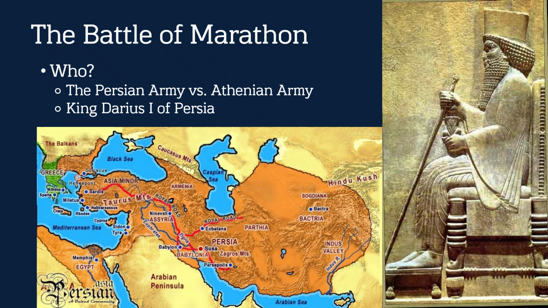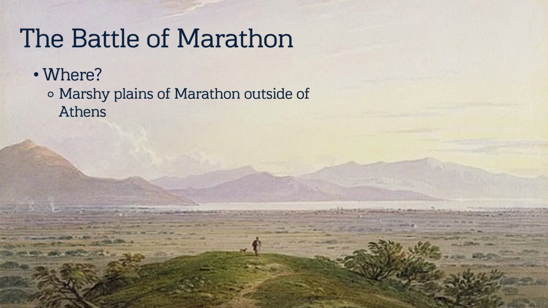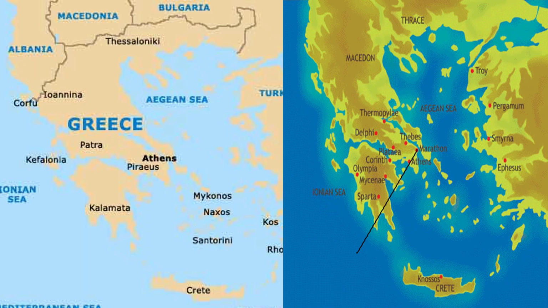Now, at the Battle of Marathon, this is the Persian army led by King Darius of Persia versus the Athenian army. King Darius launches a massive invasion into ancient Greece to expand his empire. Outside the city of Athens, there's a marshy plain known as the Plain of Marathon. This is where the battle takes place. As you can see from this map, Darius's forces have crossed most of ancient Greece and have made it very close to Athens, one of the leading cities of ancient Greece.